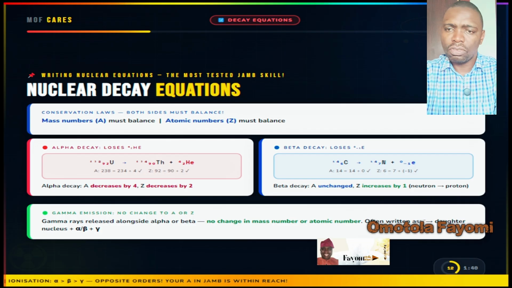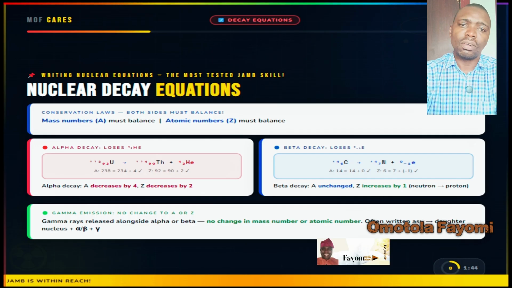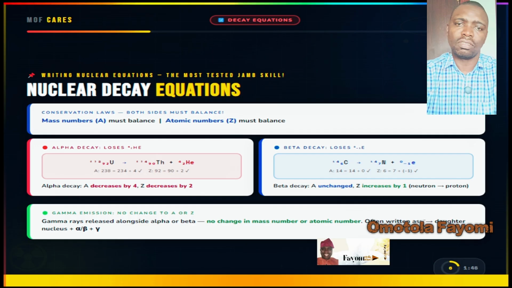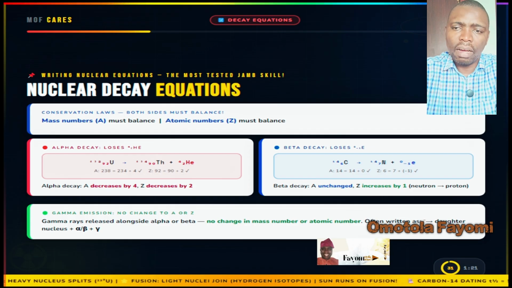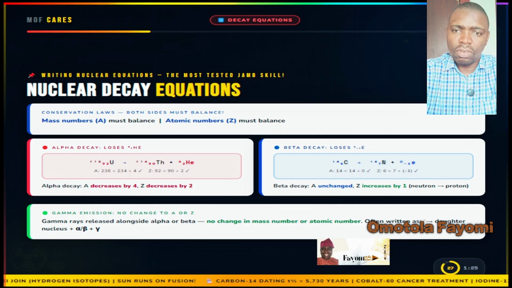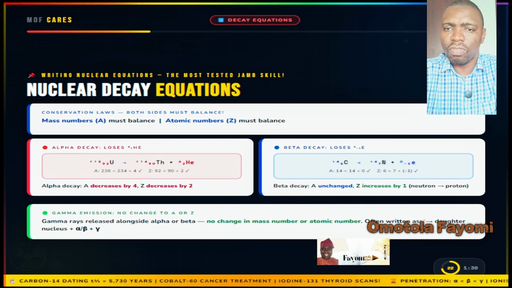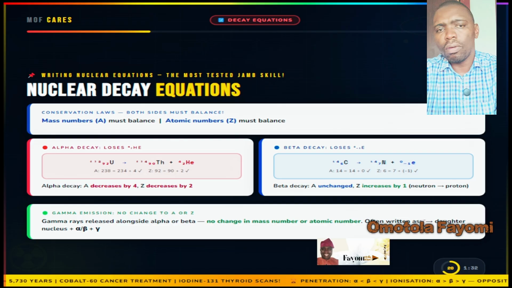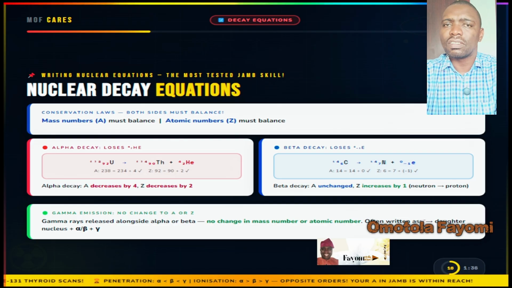What about gamma emission? Gamma rays are emitted alongside alpha or beta radiation. On their own, gamma rays do not change A or Z. You will see gamma written as a small gamma symbol after the arrow, accompanying other particles. My method for every equation: write what you know, use conservation laws to find what is unknown, look up the element from its atomic number, and this works every single time.